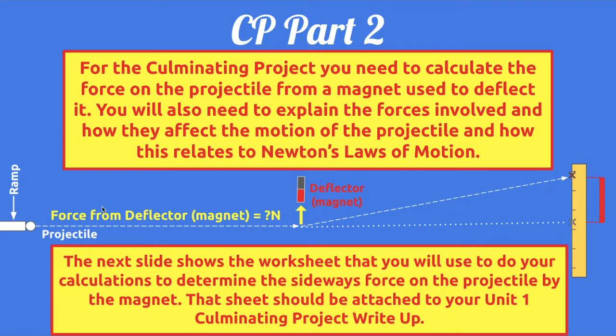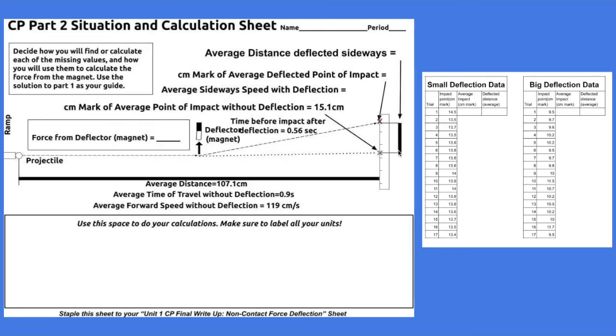So basically, in a nutshell, you're going to start with finding out the force from the magnet on the metal ball bearing that causes it to move sideways. So you'll have a calculation sheet where you'll do all your written work for finding out that force. On the back of it is data in case you didn't actually collect the data from the videos on Wednesday.